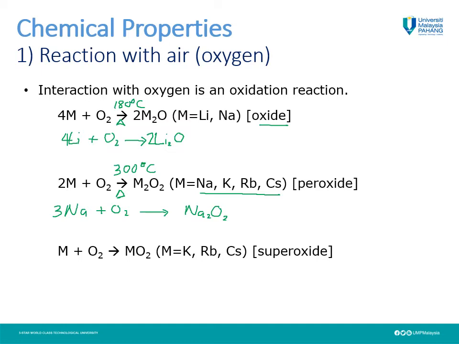The third reaction is the formation of superoxide. For this one, the condition is it also needs to be heated at a temperature of around 500 degrees C. The metals suitable for this reaction are only potassium, rubidium, and cesium. Let's say we're using potassium in reaction with oxygen at high temperature. It will become potassium superoxide.